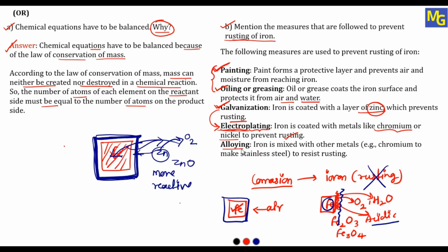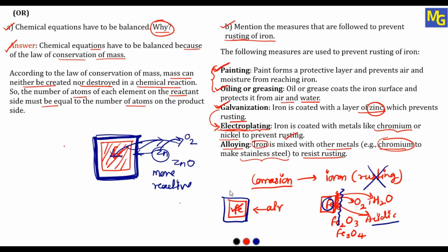Next one is alloying. What is an alloy? It is a mixture of two or more pure metals or non-metals. Depending on the capacity of undergoing corrosion, we can mix our metal with another metal. In case of iron, it is mixed with other metals like chromium, and we can prepare stainless steel, because chromium has less property to undergo corrosion. If we mix this chromium into the iron, the property of the whole alloy to undergo corrosion will decrease, and therefore it resists rusting.